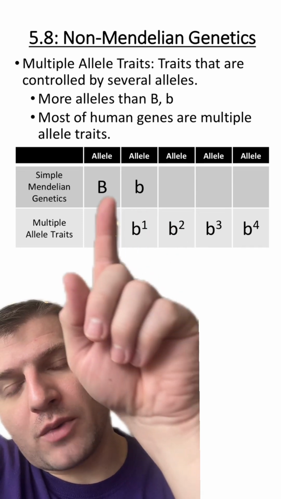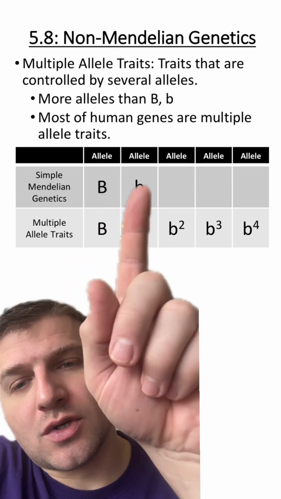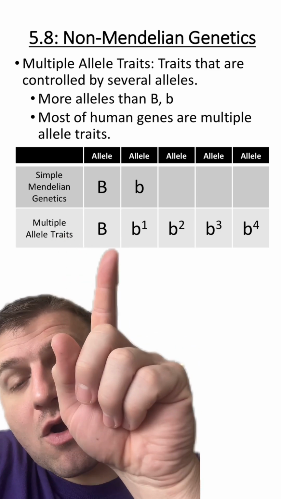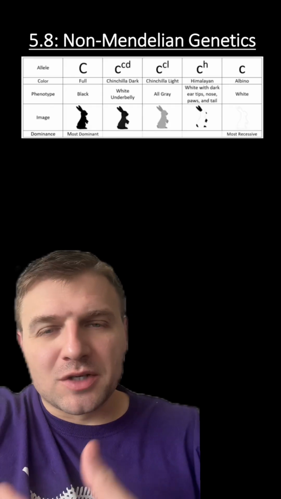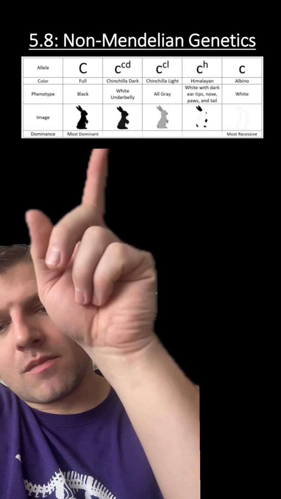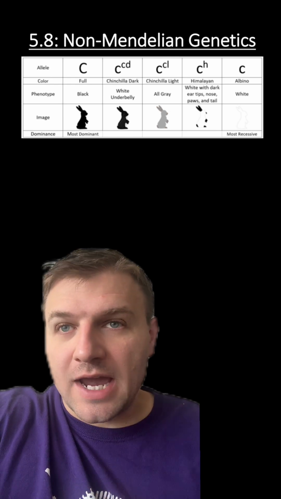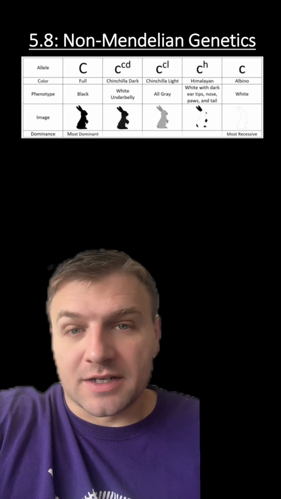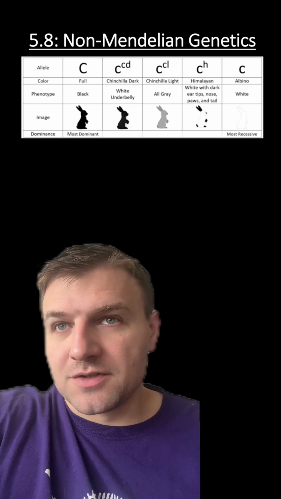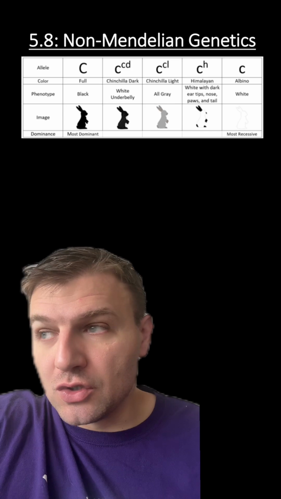As you can see in our chart, we have our simple Mendelian genetics where there are only two alleles, but in multiple allele traits, there are many alleles. The example I'm going to use for multiple allele traits is when there are multiple alleles for fur color in rabbits. How those alleles interact is going to determine what the phenotype of the organism is. And since there are multiple alleles, there are going to be more versions than just two phenotypes.